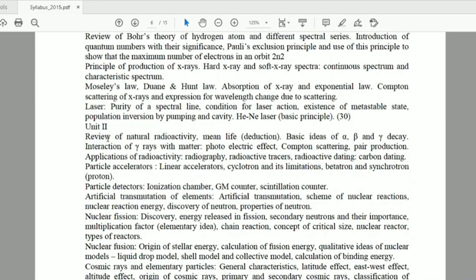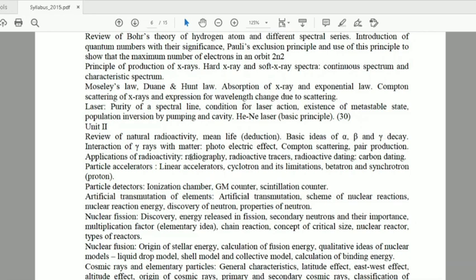So the topics, if you go through the syllabus, is review of natural radioactivity. So it has to do with radioactivity as such, some part of which you must have studied in your higher secondary classes, mean life and its deductions, then the basic ideas of alpha, beta and gamma decay.